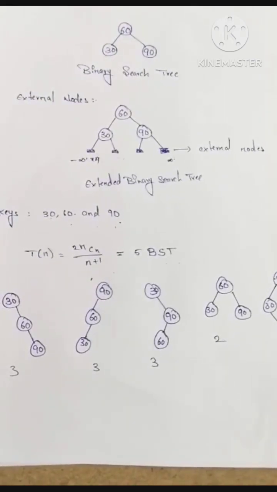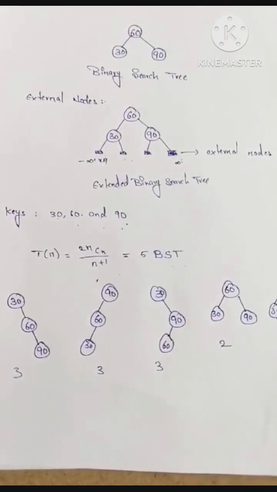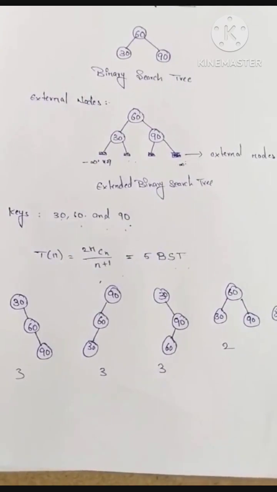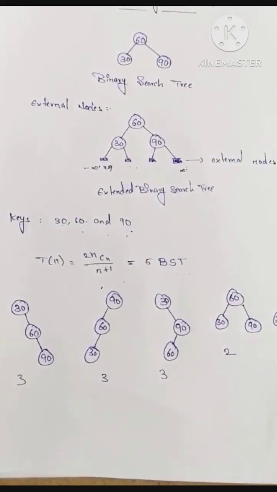So, the binary search tree which has the minimum number of comparisons gives us the best result. So, we prefer that binary search tree. We require a binary search tree which requires fewer comparisons for searching a key.